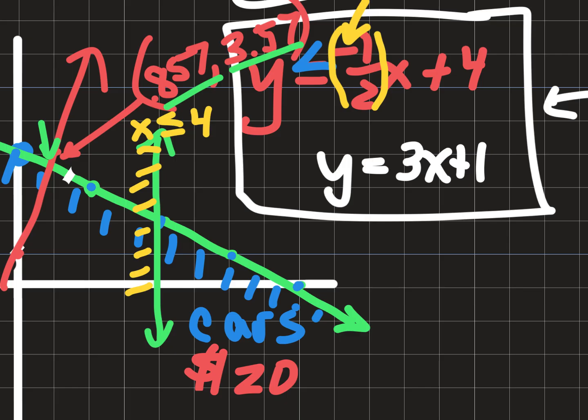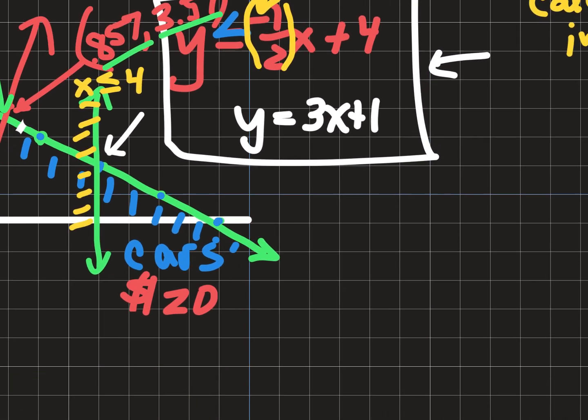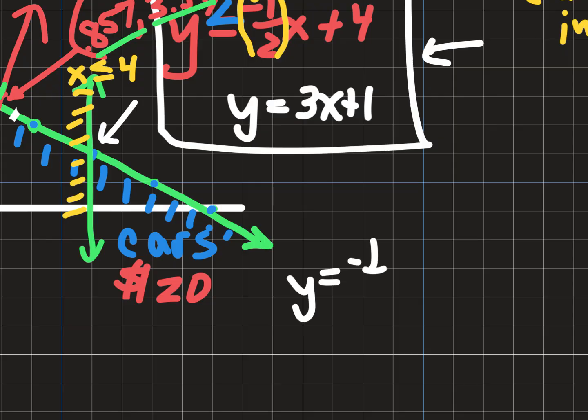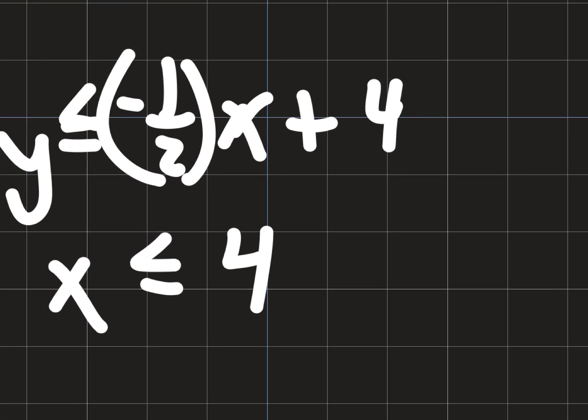So how are you going to find that kind? Well, I'm going to simplify it for you. You have 2 equations to deal with then. You have y equals -1/2 x plus 4. And the other equation is x is less than or equal to 4. This could be done with algebra. And that is the only way that I know of that you could do that one.